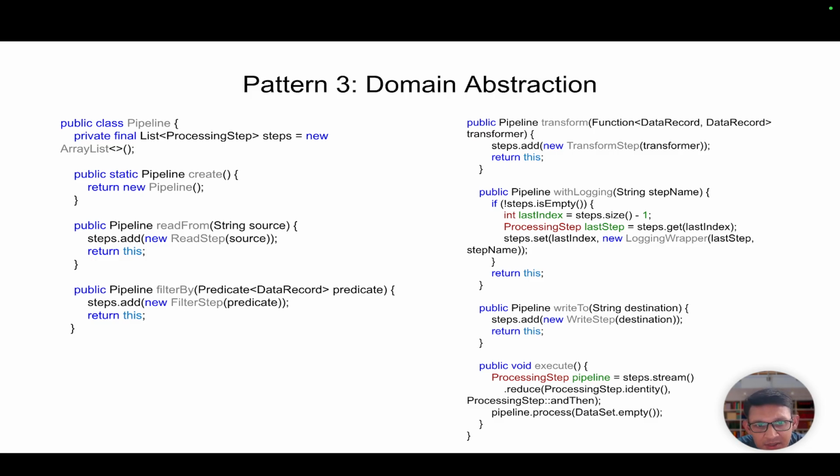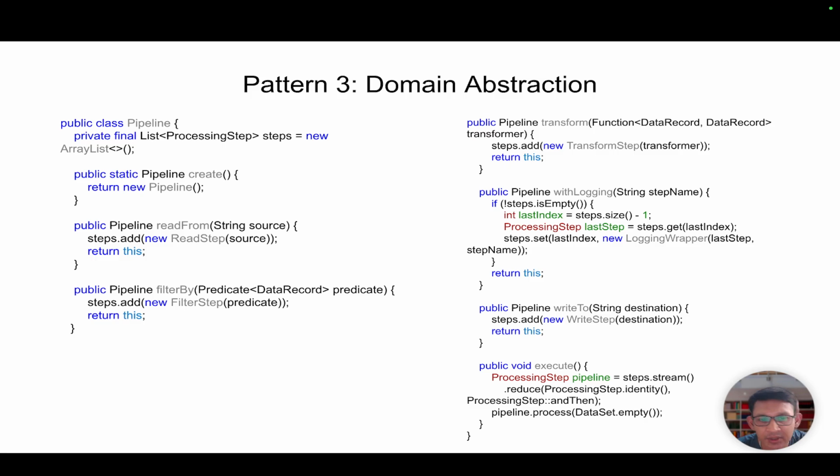Each of the fluent methods like read from, filter by, and transform does two things. First, it adds the appropriate low level step to the internal list. Second, it returns the current object, which enables the fluent chaining. When you call the pipeline's create method followed by read from, the read from method adds a read step to the list and returns the same pipeline object. So you can immediately call another method on it.